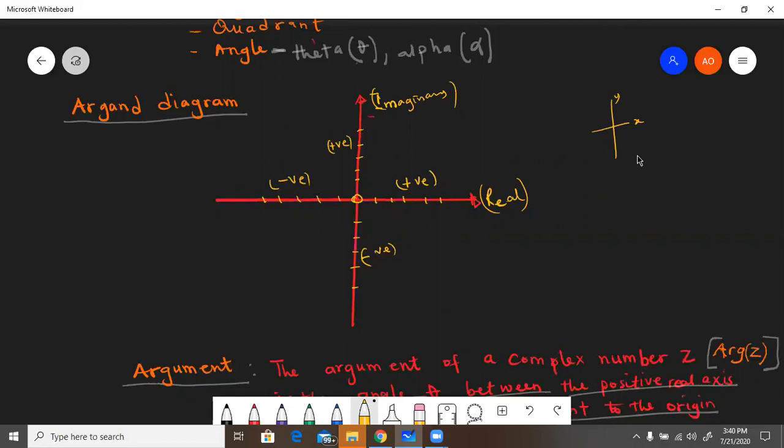Now, the meeting point of the imaginary part and the real part is the origin. The right-hand side of the origin on the real part is positive. This is the positive real part: positive 1, positive 2, positive 3, and so on. And to the left, we have negative real part. Up from the origin, we have positive imaginary parts, and down from the origin, we have negative imaginary parts. So this diagram is called the Argand diagram.